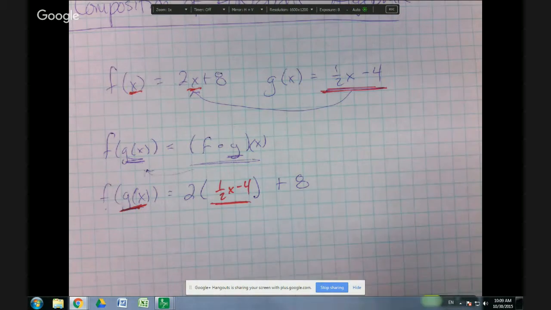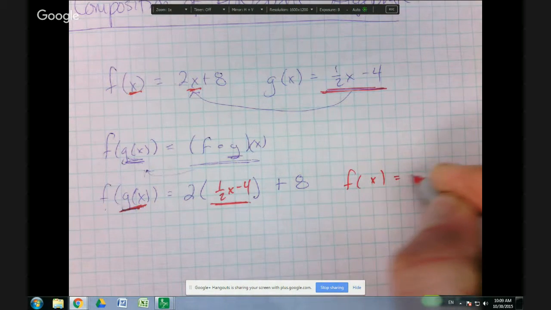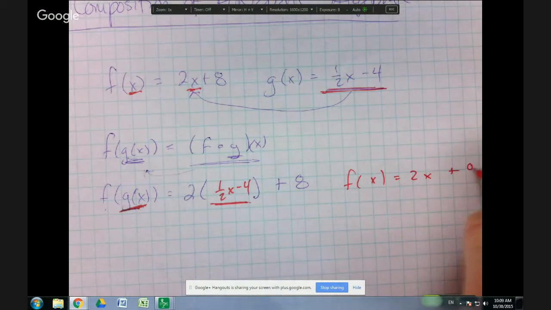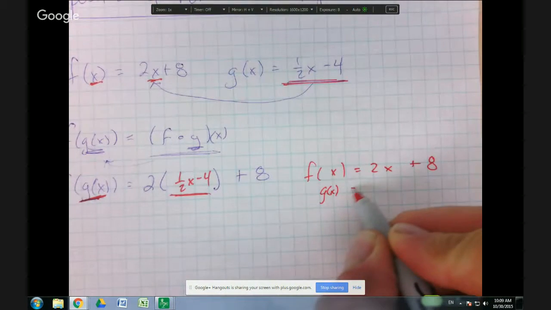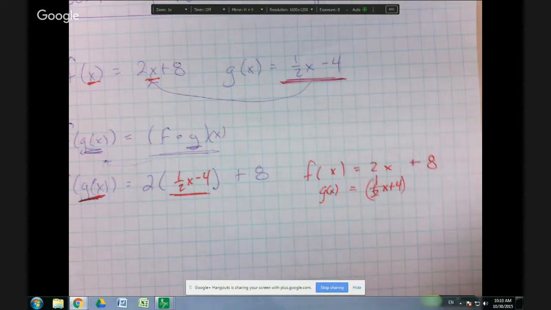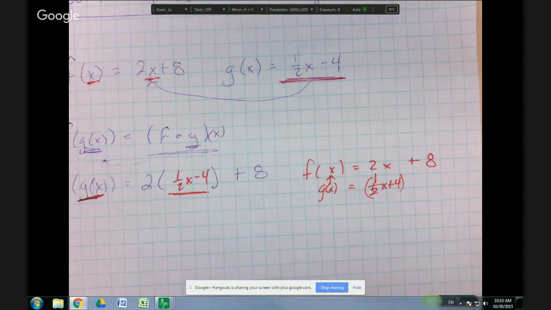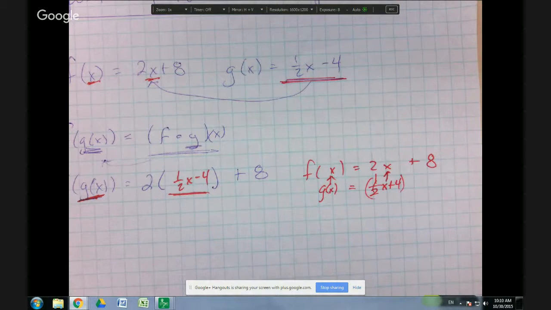Okay, let me write it differently. See how this goes in for x? That means you put this in for x. Okay.